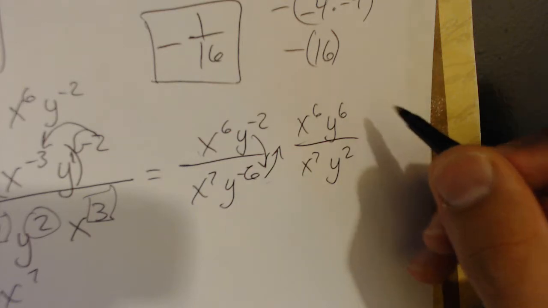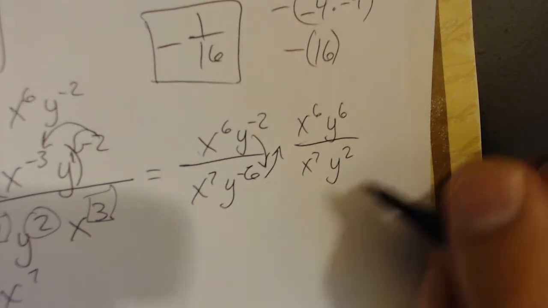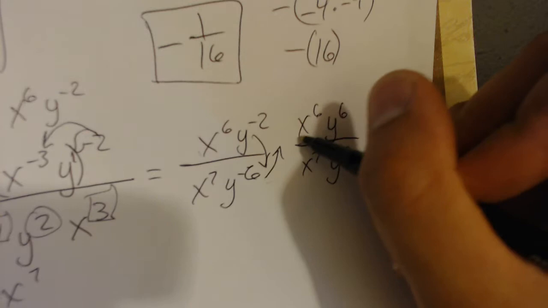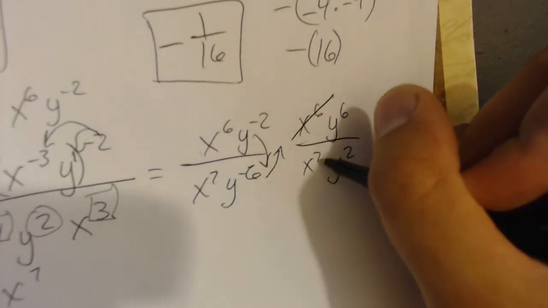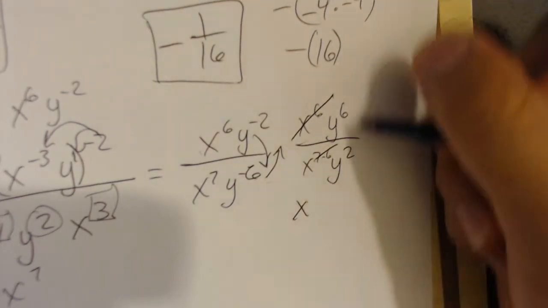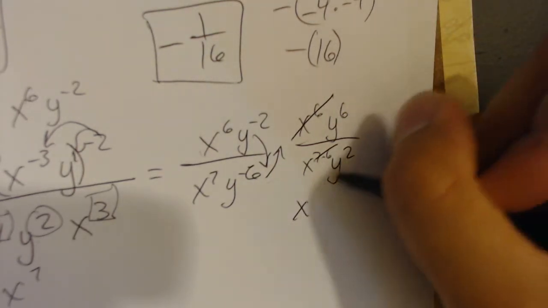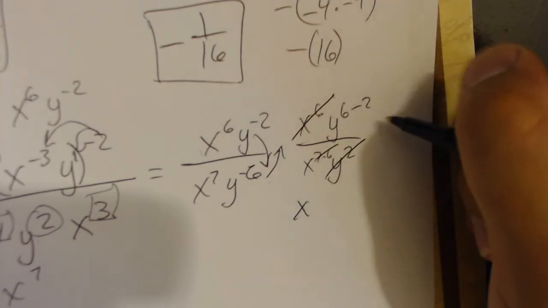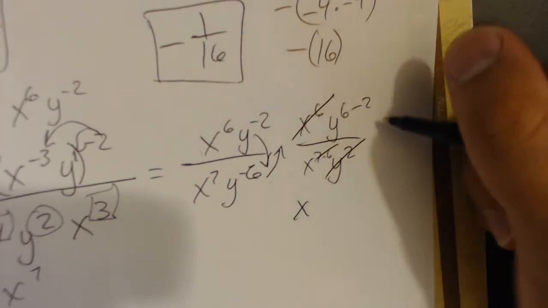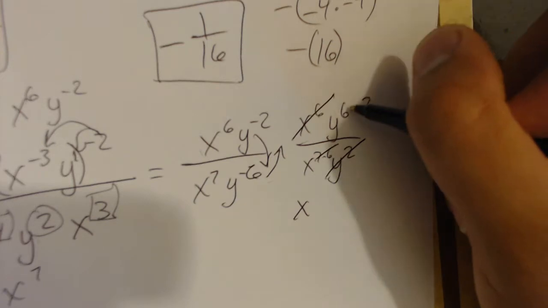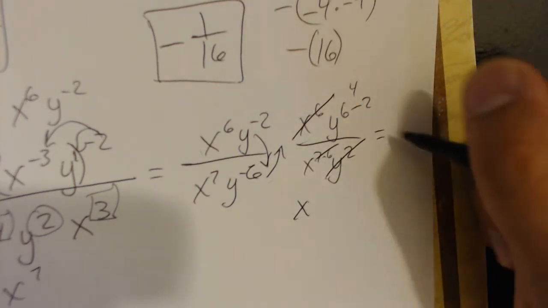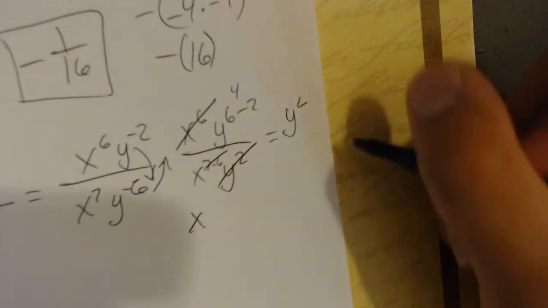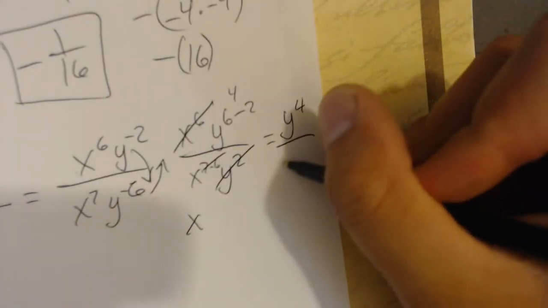From here we can simply cancel out, trade 1 x for 1 x, so x to the 6 will cancel 6 of these x's down here. If we subtract 6 from that 7, we are just left with 1 x, and then this y will cancel out 2 from that one up there, so the 6 minus 2 just leaves us with y to the power of 4. So our final answer is going to be y to the power of 4 over x.